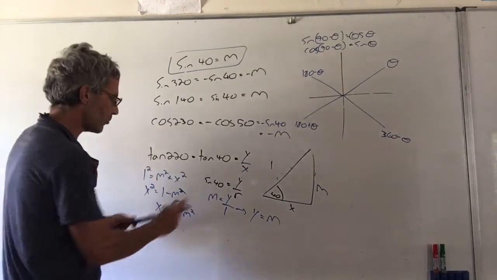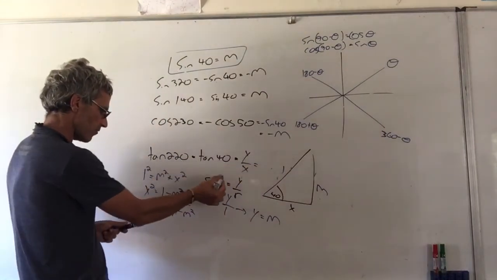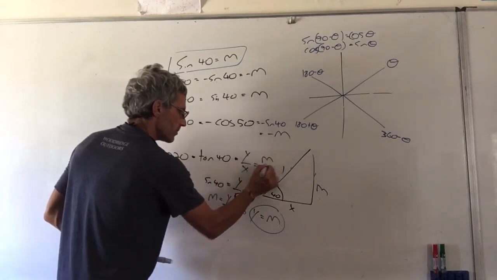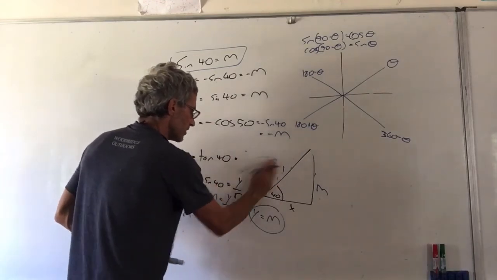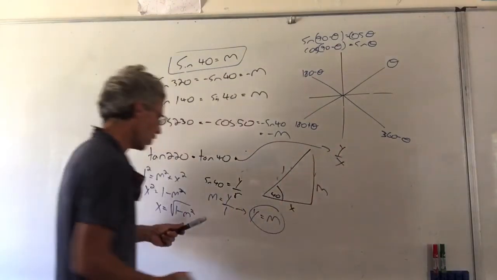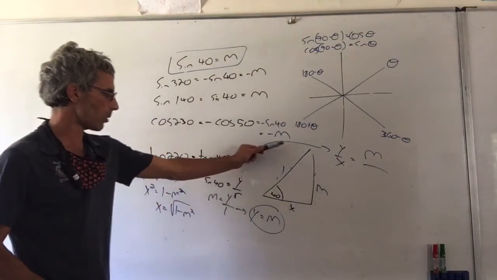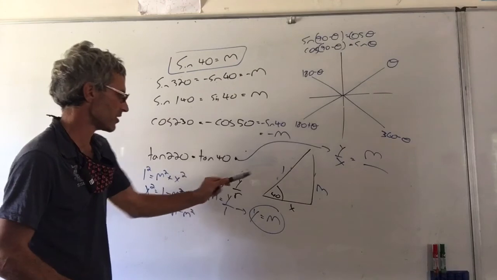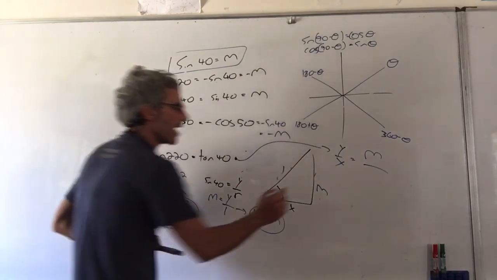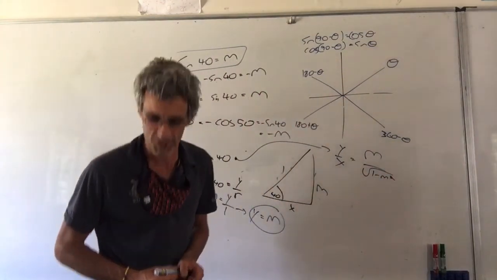And now I'll put it all in there. Tan 40 is y over x. The y we said is simply m. So it's m divided by, oh, you know what? I'm running out of space. Let's write it down here. Tan 40 is y over x. The y is m, and I need to divide by x. The x is the square root of 1 minus m squared. And that, my friend, is the answer. Let's just check to make sure it is.